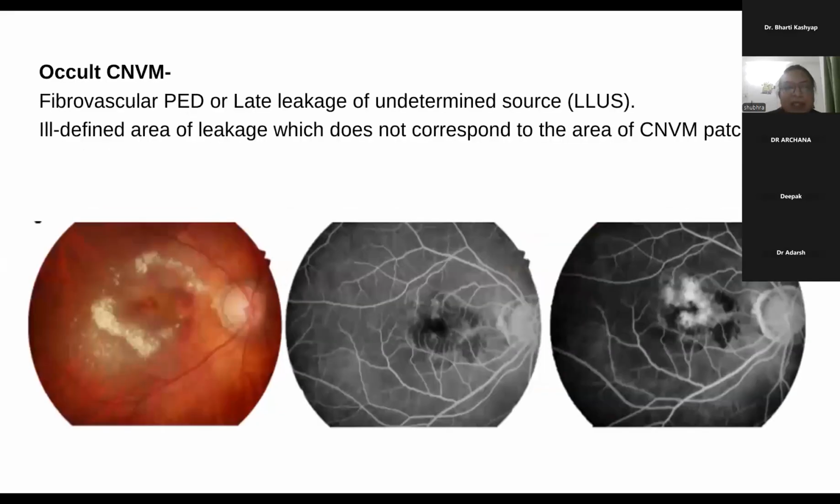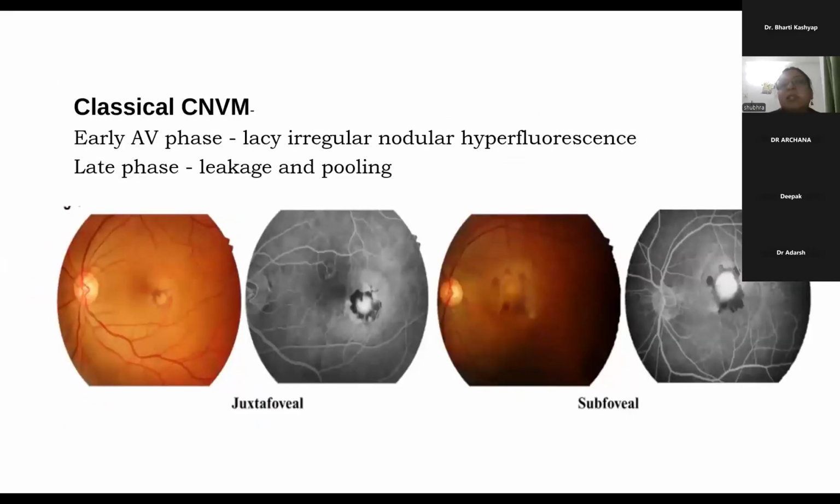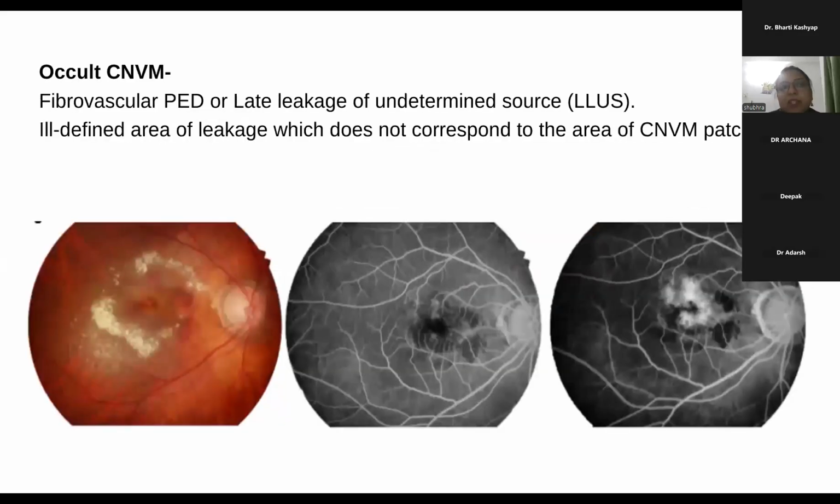CNVM, again, there will be two types of leakage in CNVM. If it is a type 2 CNVM, it will have a classic leak. That means it will leak in the early phase. And if it is a type 1 CNVM, type 1 CNVM is which occurs below the RPE. So if it is below the RPE, there will be less fluorescence seen. So it is an occult CNVM, not very clearly seen on FFA.